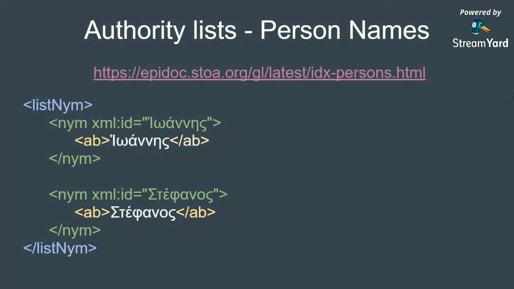There's also the possibility of indexing person names, so in a kind of onomasticon, so to say, and this is made by making use of a list nym, and the item within the list is called a nym. And again, here you see that we have an XML ID, and there's also the name under which we will index our information.